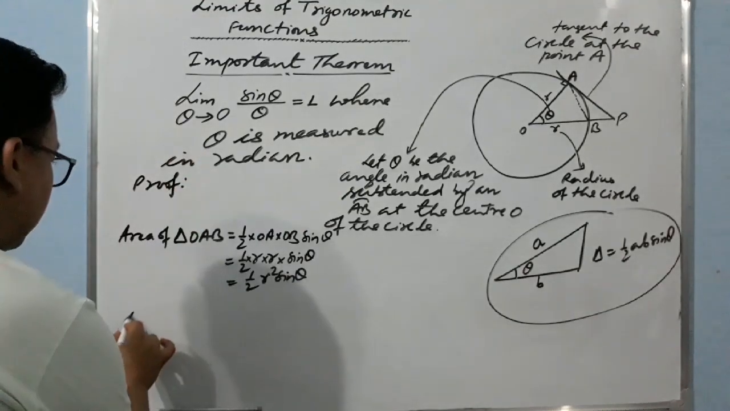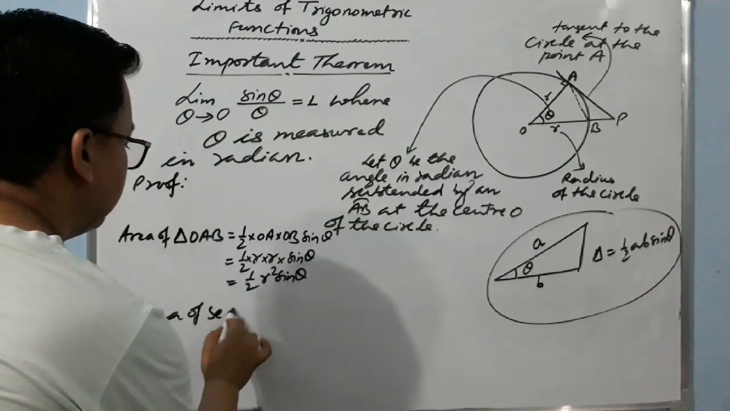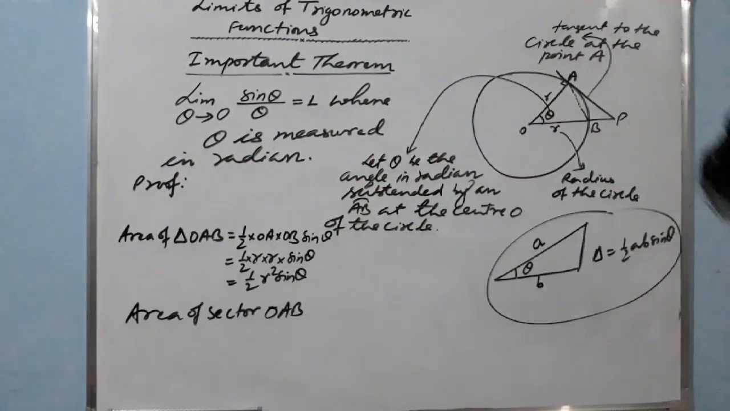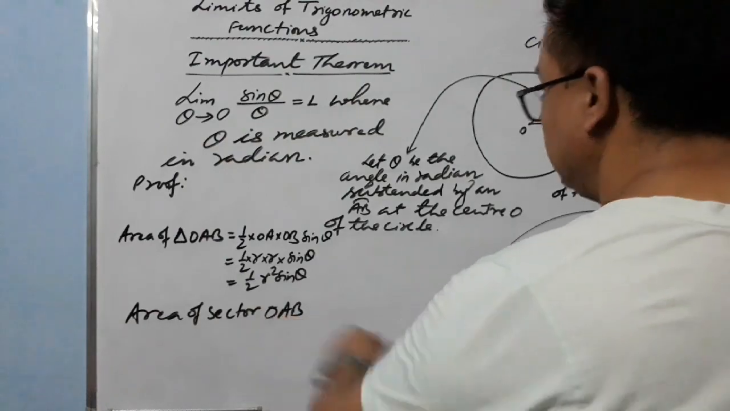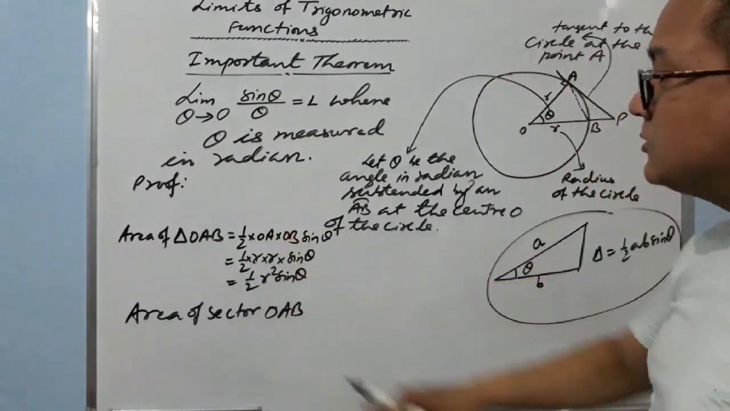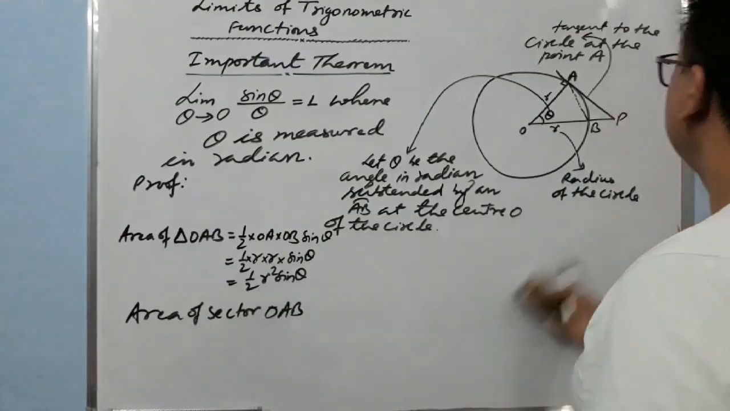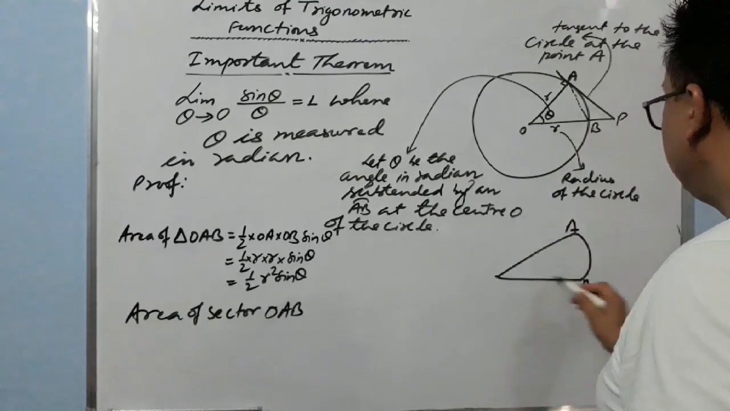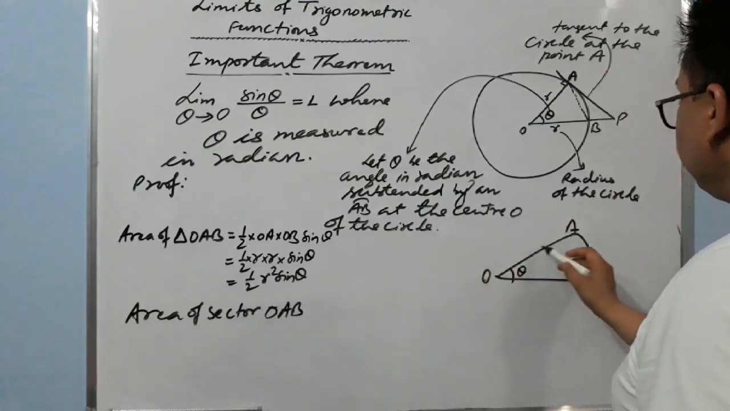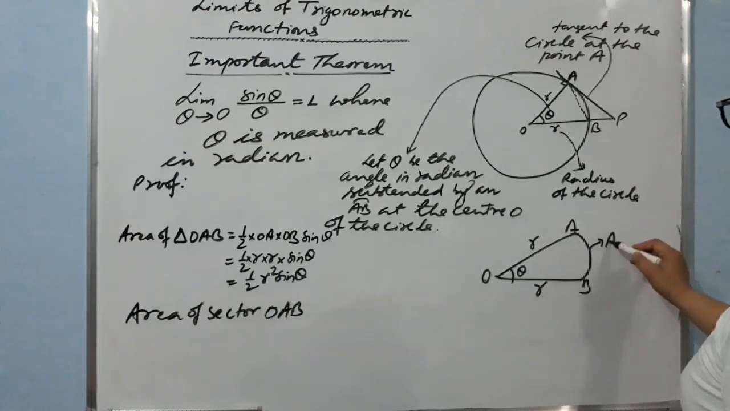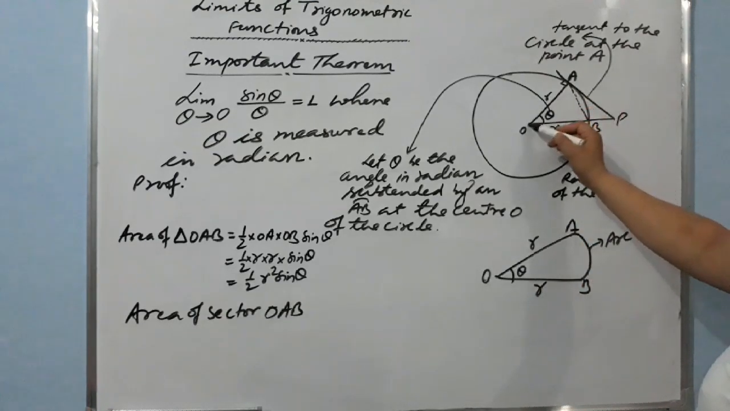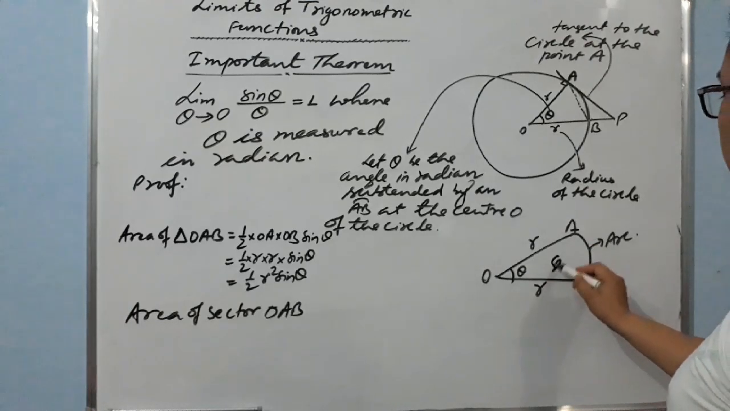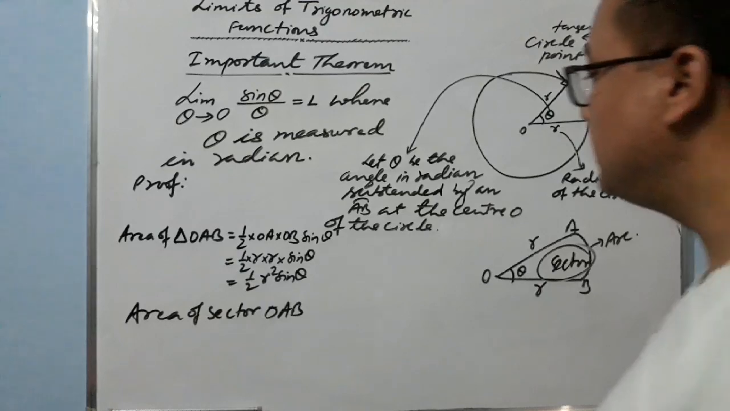Now I'm going to find the area of sector OAB. You might have a problem: which one is the sector? Here I wrote triangle OAB, so what is the sector? Let me show you this type of diagram, taking only the part which is a sector. Here are A, B, and O, with theta and radius r, and this one is the arc. This is called a sector. What is the area of a sector?